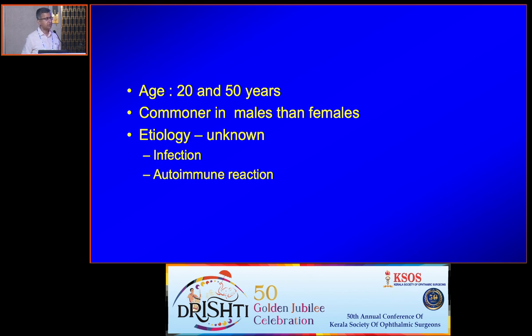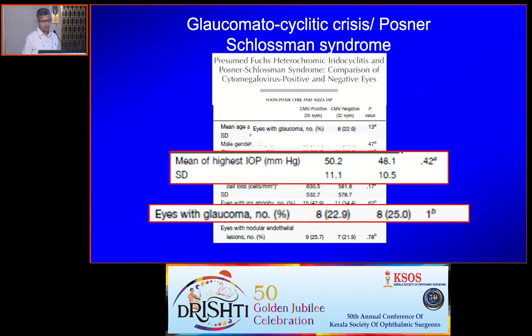The etiology was supposed to be unknown, but in the recent past, people have been suspecting more and more that a lot of these patients have a viral etiology. And when you actually look at the AC tap done in Posner-Schlossman, you find that a substantial proportion actually are CMV positive. So almost 50% are CMV positive when you do an AC tap.